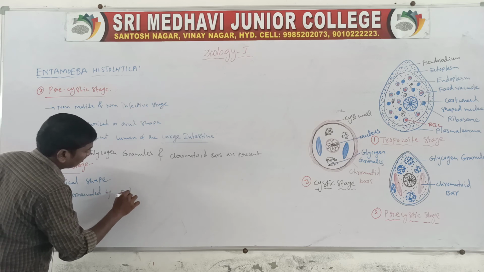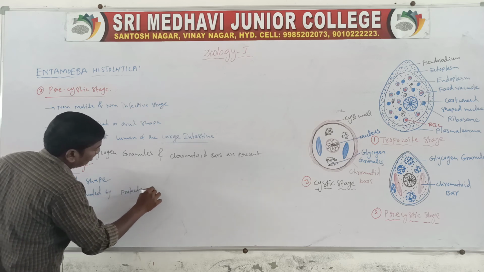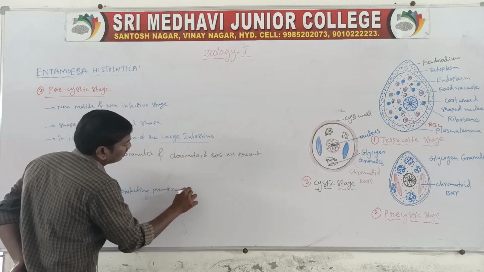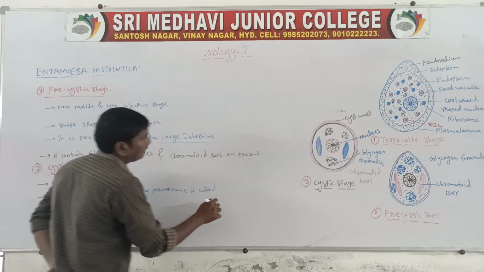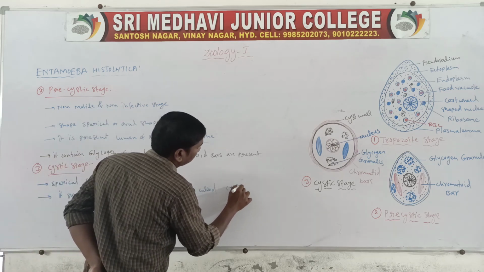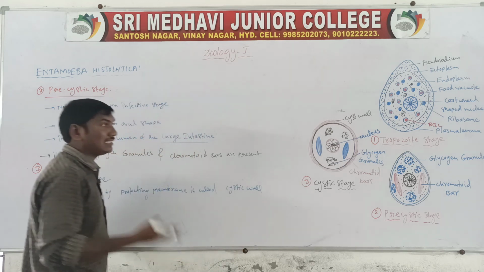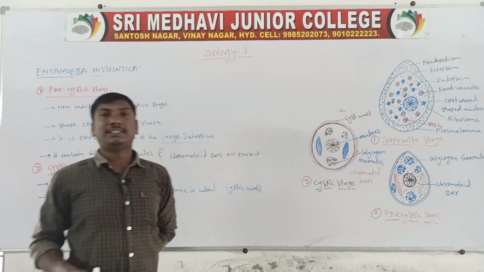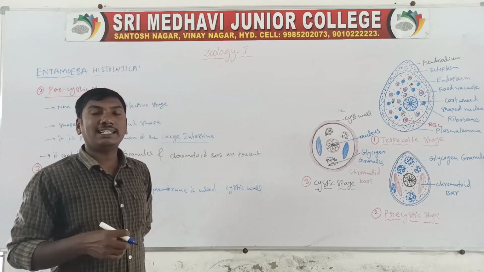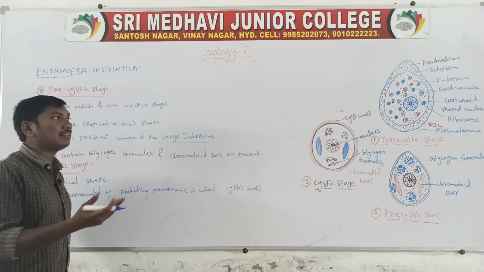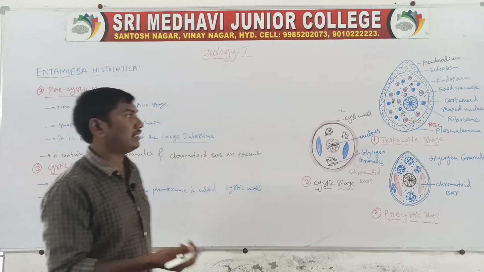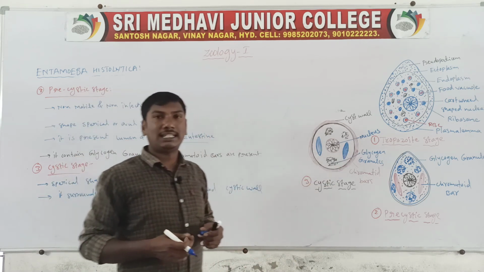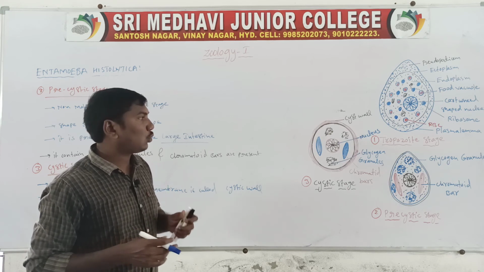The protecting membrane is called the cystic wall. The formation of the cystic wall is called encystment. Next, in this stage they contain glycogen granules and chromatid bars.